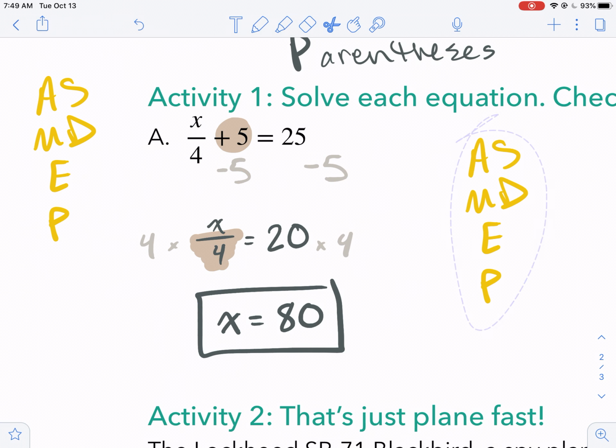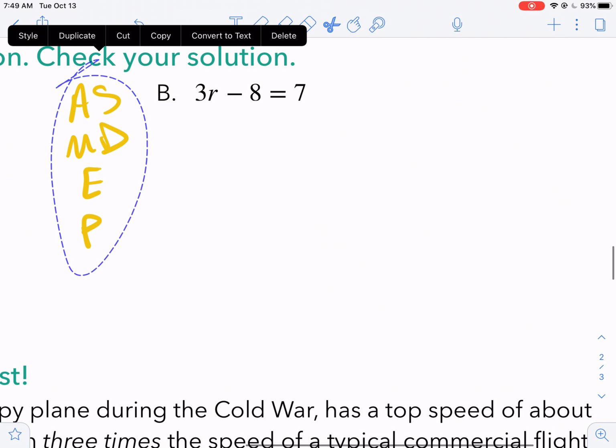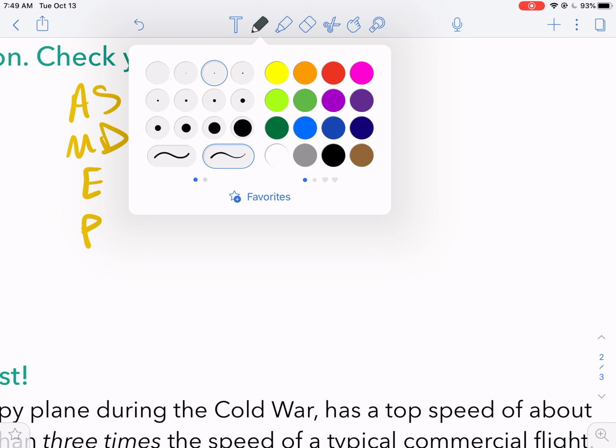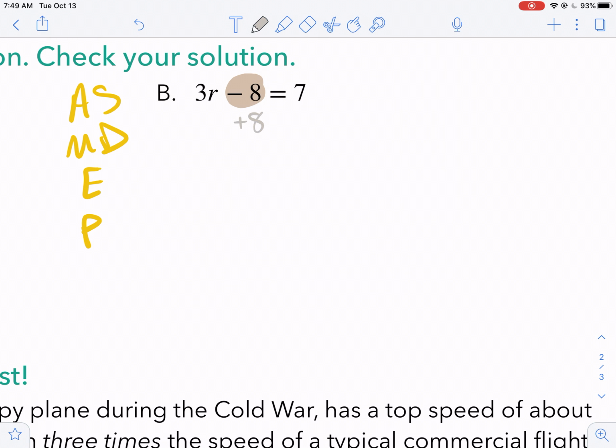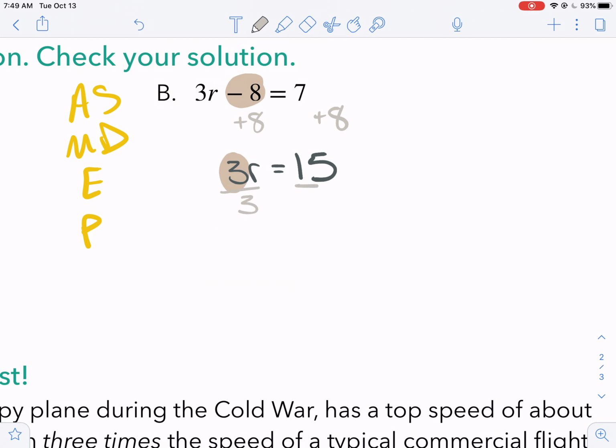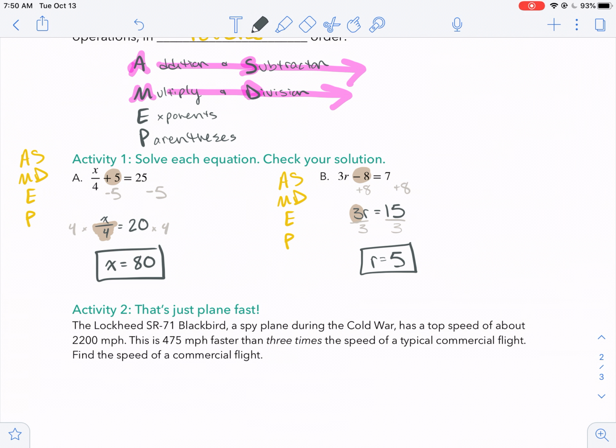Keeping our reverse PEMDAS in mind, first we're going to undo addition or subtraction. Here we have that right there. So to undo the minus 8, we are going to add 8 to both sides. That gives us that 3r equals 15. Now what's happening to our variable? Now we have 3 times. So to undo that 3 times, we're going to divide by 3 on both sides. On this side, the 3's cancel out. That's the whole reason that we did that. And we're left with r equals 15 divided by 3, which is 5. Is that fantastic? So fantastic.